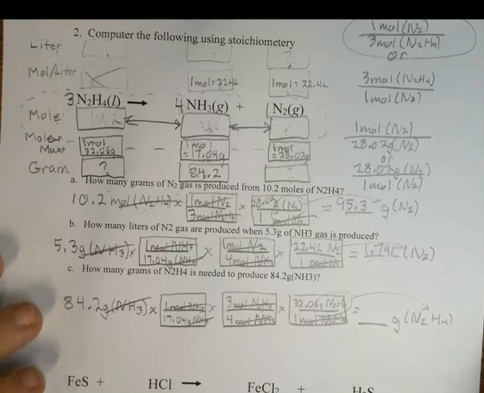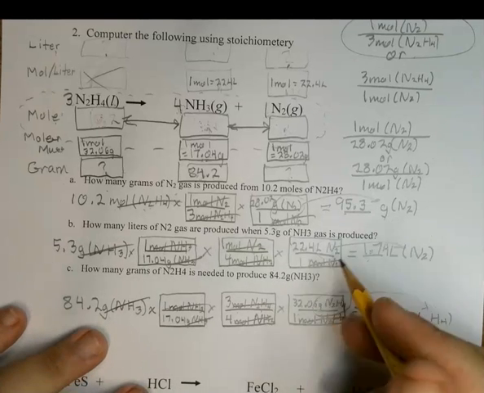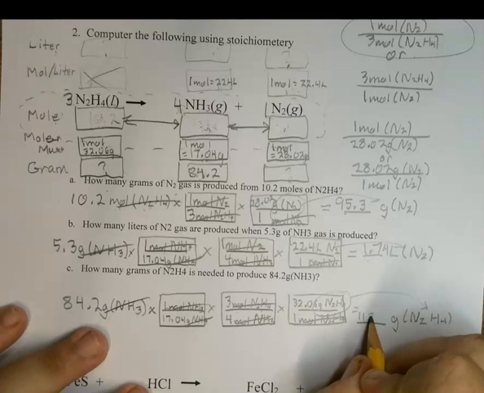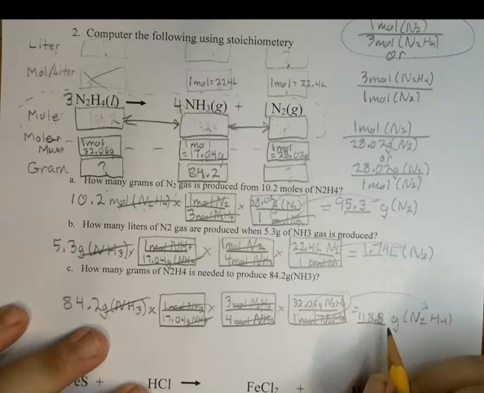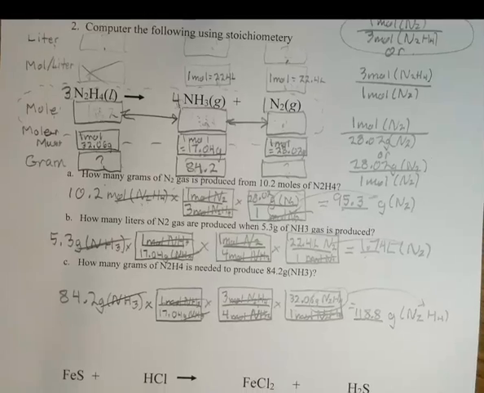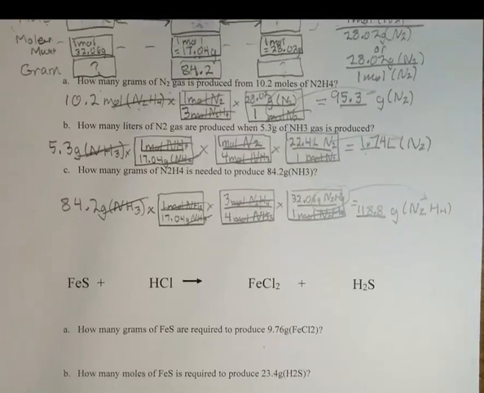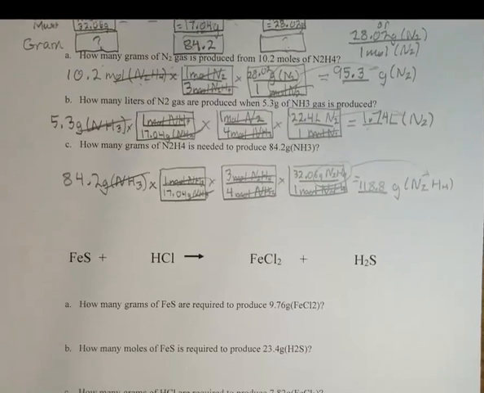All right, so now you're ready to do the math. So it's 84.2 times 1 times 3 times 32.06 divided by 1 divided by 4 divided by 17.04, and I get 118.8. All right, and that takes care of that one. We're just going to keep rolling here.